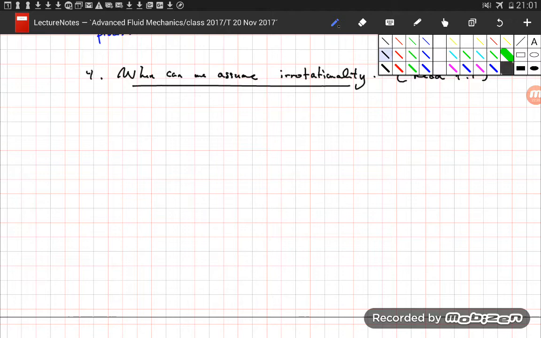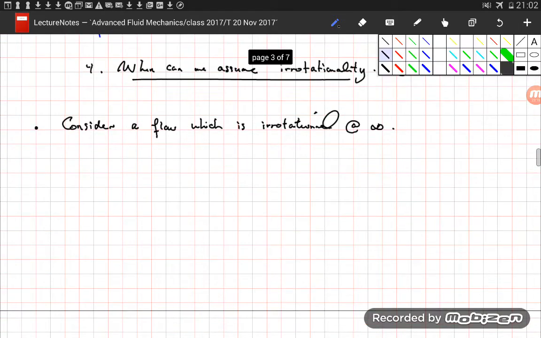And so for that, it is always good to go back to the fundamentals, and an important equation in that is the vorticity equation. So when can we assume the flow to be irrotational? Oftentimes it will start by looking at infinity and seeing whether the flow is actually irrotational at infinity. So let's consider a flow which is irrotational at infinity. Right? If you want your flow to be irrotational, in particular, it needs to be irrotational at infinity.